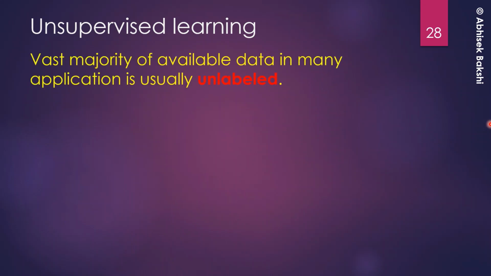Okay, so my question now is: why is unsupervised learning required? We already have supervised learning and a dataset, but in the real world there are a lot of cases where the vast majority of available data is unlabeled. What does it mean? It means there are features, but you don't know the end result. We'll go for an example further on, but unlabeled means that the end label is not known.